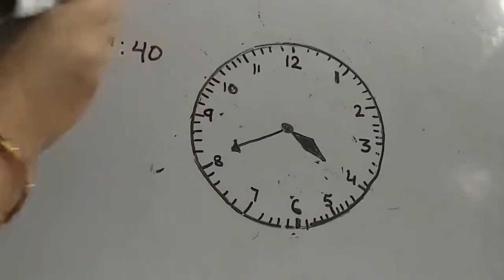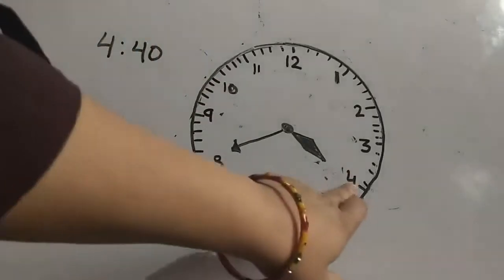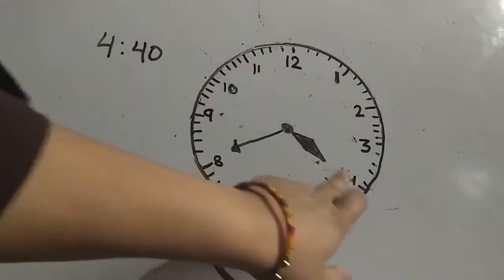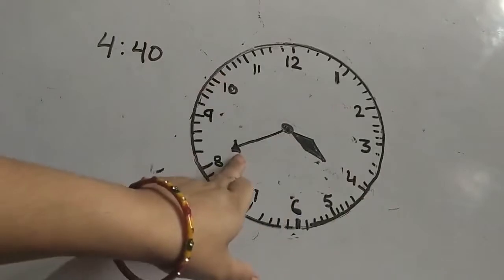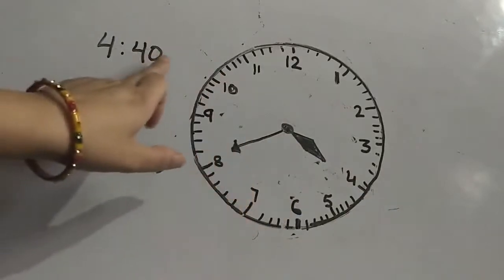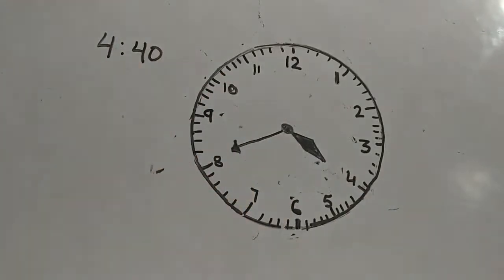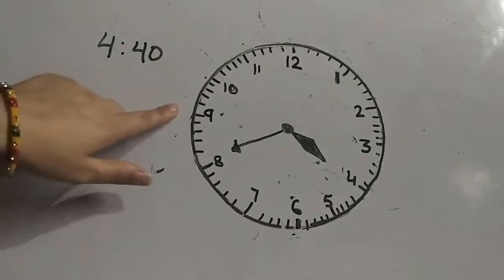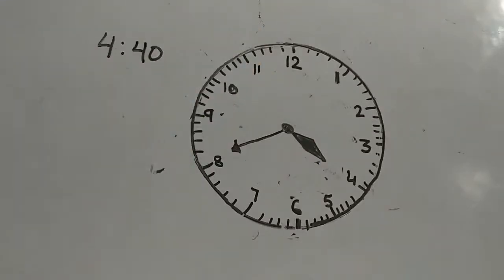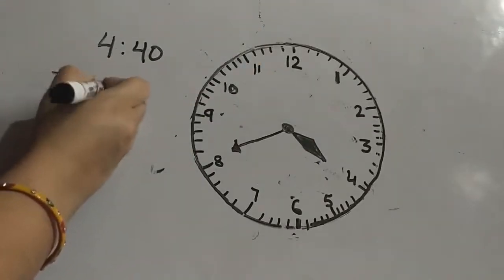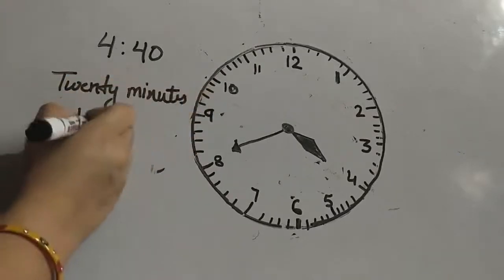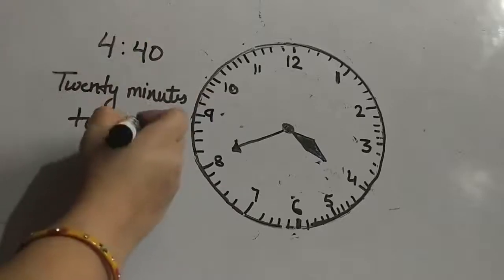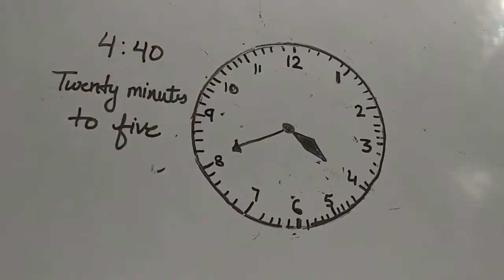Now in this situation, we'll write it as 4:40. In the figure we write it as it is, because our hour hand is on 4, so we write 4 before the colon, and our minute hand is on 8, so we write 40 after the colon. But in words we will write to next: 5, 10, 15 and 20. So we will write 20 minutes to 5. Next to 4 is 5. 20 minutes to 5.